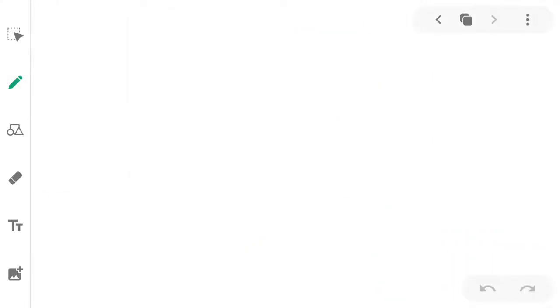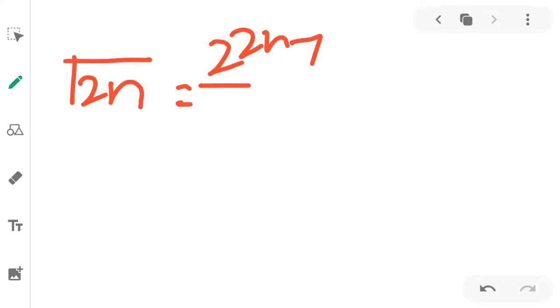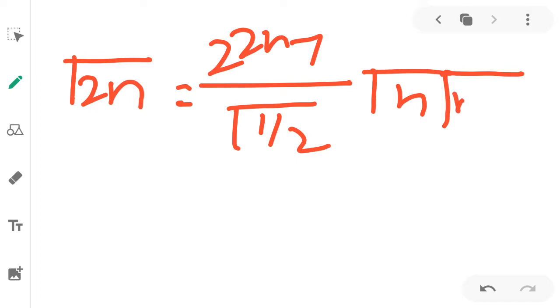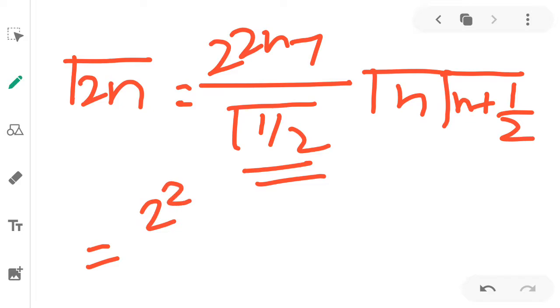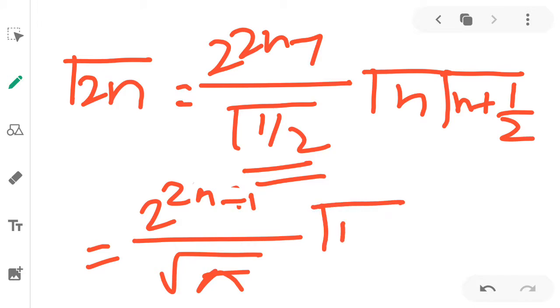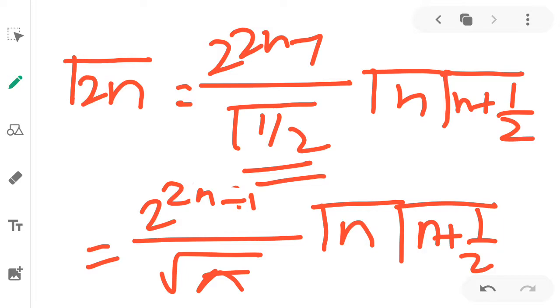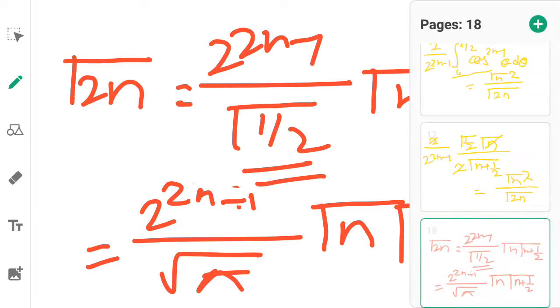Arranging the equation, we get gamma of 2n is equal to 2 to the power 2n minus 1 upon gamma half times gamma n times gamma n plus half, and we know this value, gamma half, is under root pi. So what we get is gamma of 2n equals 2 to the power 2n minus 1 upon under root pi times gamma n and gamma n plus half. This is the Legendre duplication formula. Remember this formula. This is a very important formula. Okay. Thank you, class.